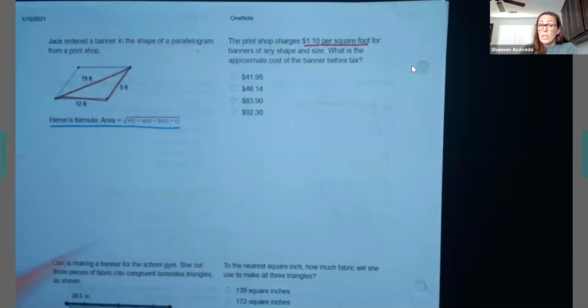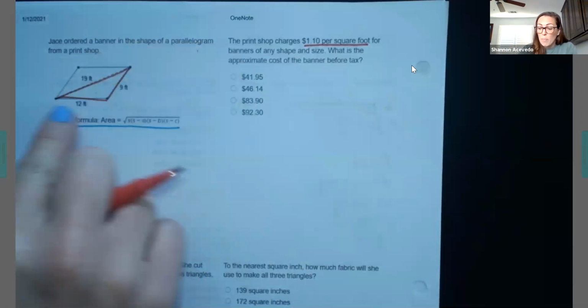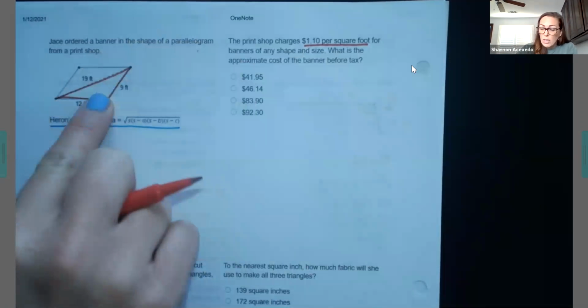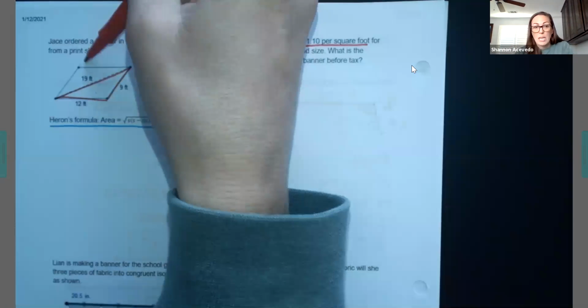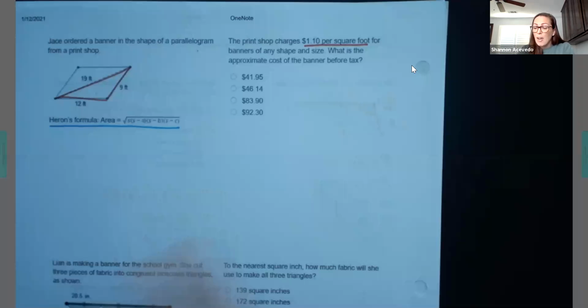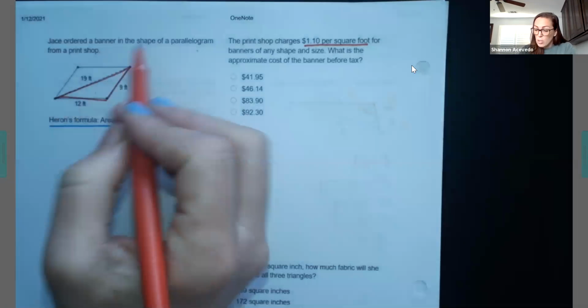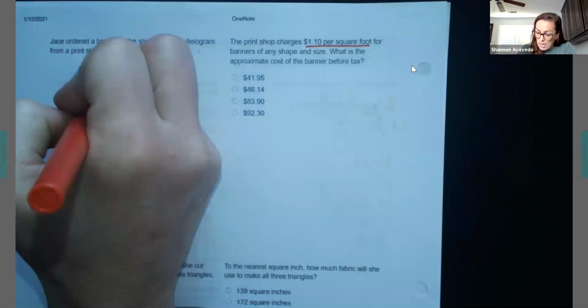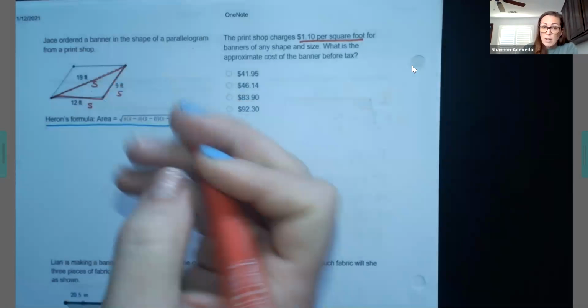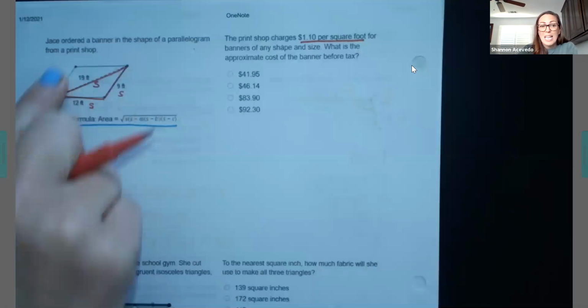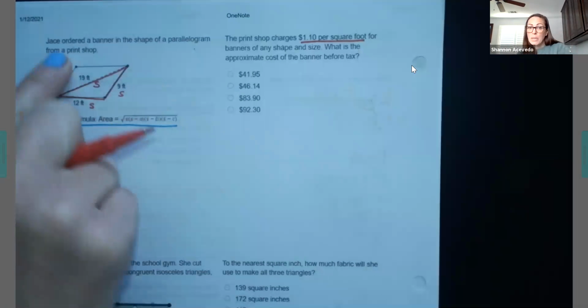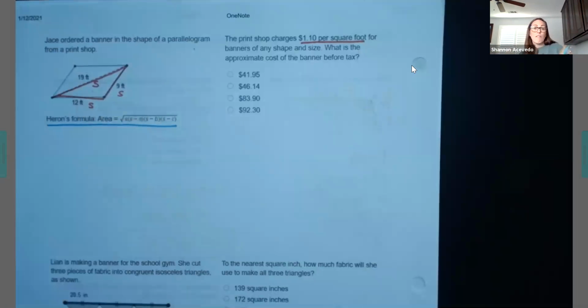Now we want, though, the cost to make the banner of this parallelogram. But if I figure out the area of this triangle, then I know the area of this triangle as well. So I could go ahead and add them together or multiply it times 2, however you want to look at it, to get the area of the entire parallelogram. So let's go ahead and look at this first one. So again, I have a side, side, side, so I'm going to use Heron's. And I want to figure out what is the size of the banner that we need. So we need to figure out how big the banner is, and then we can figure out how much that is going to cost us.